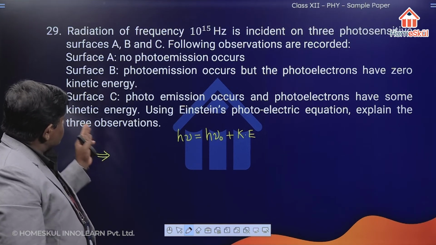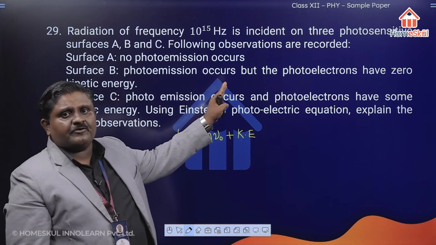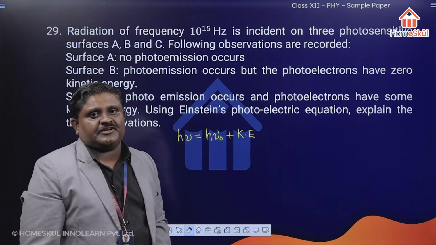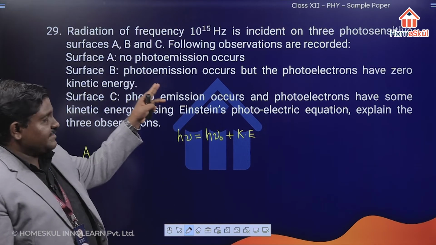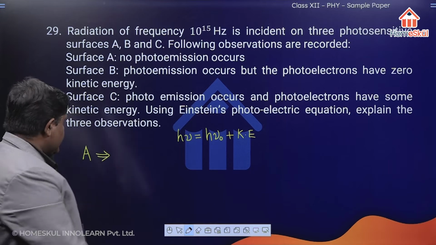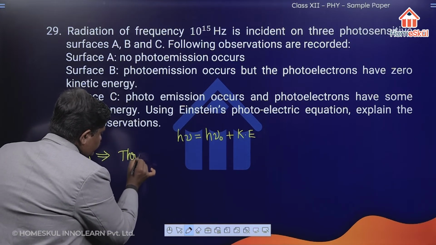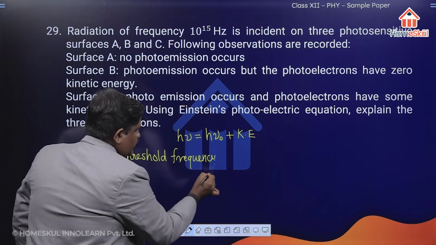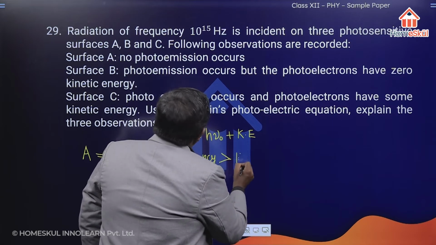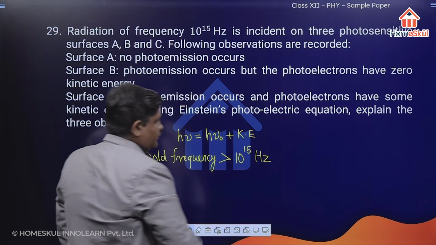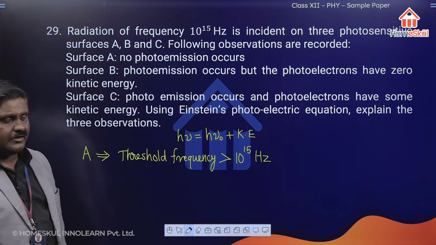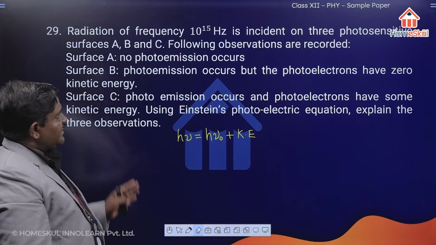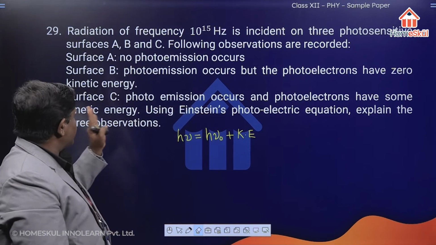Therefore, in surface A, no photoelectric emission means this surface has a large value of threshold frequency compared with the incident frequency. That means for surface A, the threshold frequency is greater than 10 raised to 15 Hertz. That's why no photoelectric emission occurs. Then for surface B, photoelectric emission occurs but the photoelectrons have zero kinetic energy.